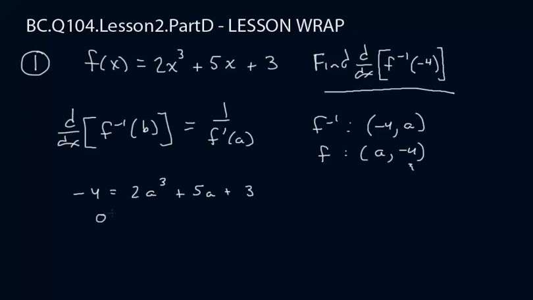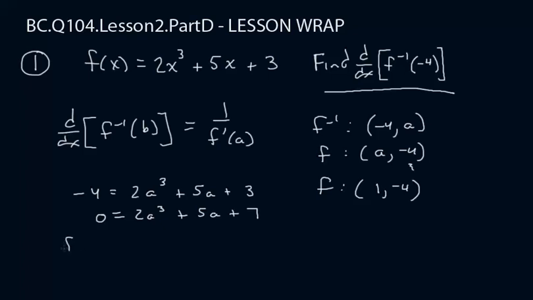And I'm going to make this equal to 0: 2a cubed plus 5a plus 7. And I'm going to find a value of a that works. Generally 1, 2, -1, -2. And if you see here, a equals -1 works through guess and check. So f is going to go through the point -1, -4.